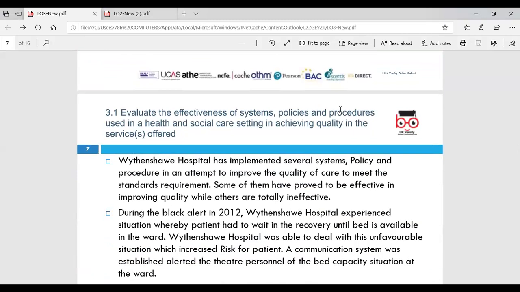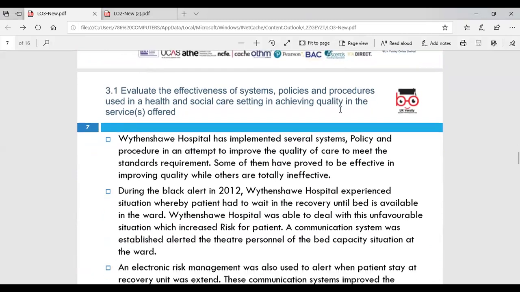So the point I would talk about now is to evaluate the effectiveness of systems. How do we evaluate systems, policies, and procedures that are used in health and social care settings in order to achieve quality in the health services that are offered?